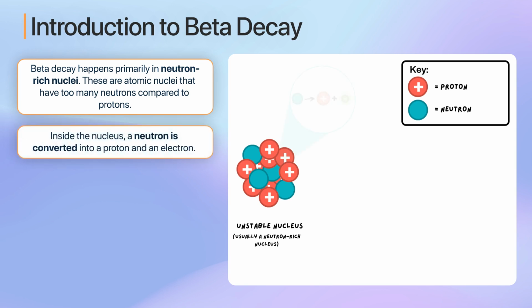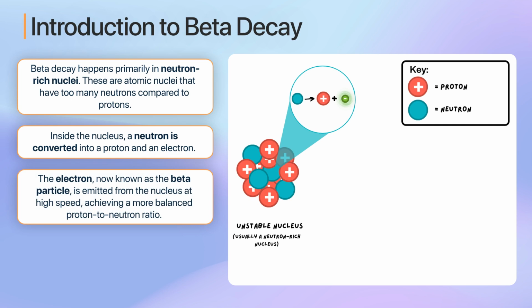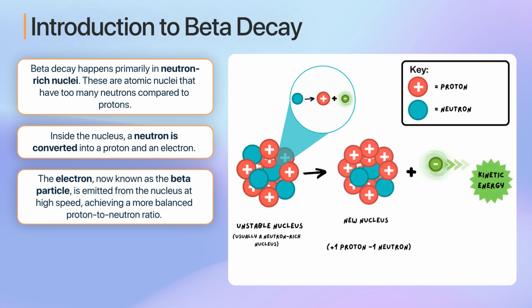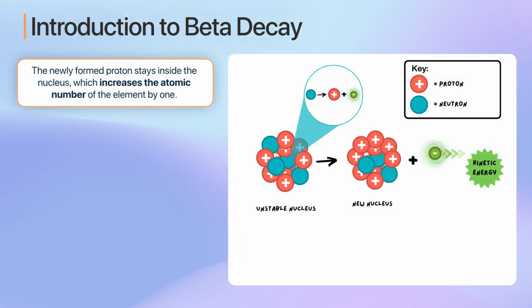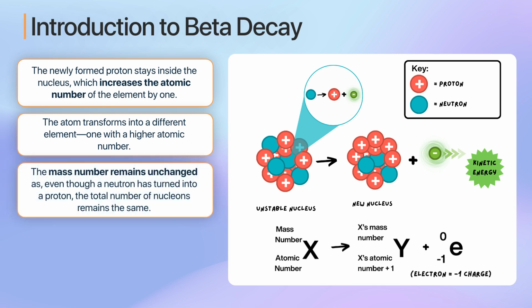Inside the nucleus, a neutron is converted into a proton and an electron. The electron, now known as the beta particle, is emitted from the nucleus at high speed. This emission helps the nucleus become more stable by balancing the ratio of neutrons to protons. The newly formed proton stays inside the nucleus, which increases the atomic number of the element by 1. This means that the atom transforms into a different element, one with a higher atomic number. Note that the mass number remains unchanged.